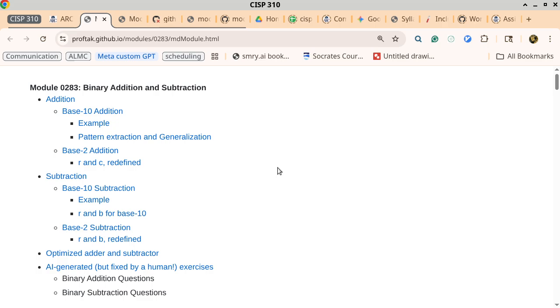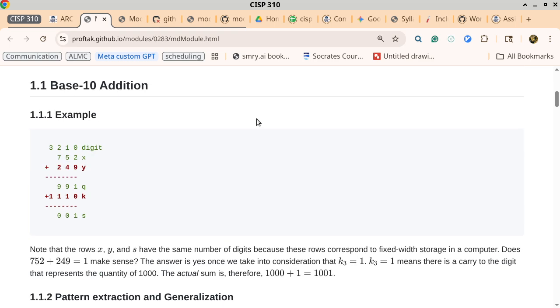Okay, that's always important. So what this module does is it will start with something that you are familiar with, which is base 10 addition. If I were to just read my own notes here, I'm just going to start with this. This is basically saying I'm adding two numbers: 752 is X, 249 is Y, and I'm adding those two, and the answer is a little awkward, because if you look at the answer, it is 001 with an overall carry of 1.